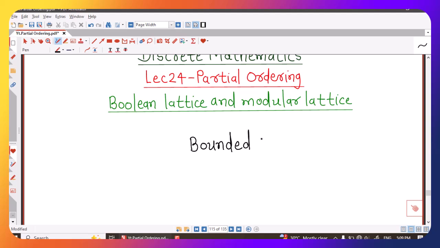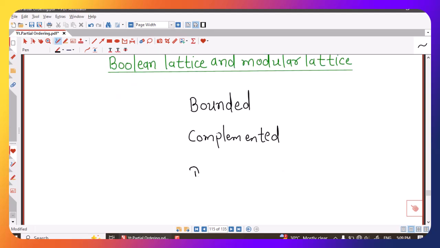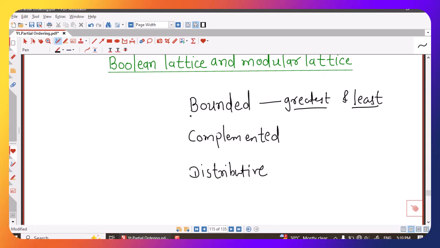We have understood what is bounded lattice. We have also seen the definition of complemented lattice, and we have also defined distributive lattice. By bounded lattice, we understand that the lattice has greatest and least elements. If any lattice has greatest as well as least elements, then that lattice is called bounded lattice.